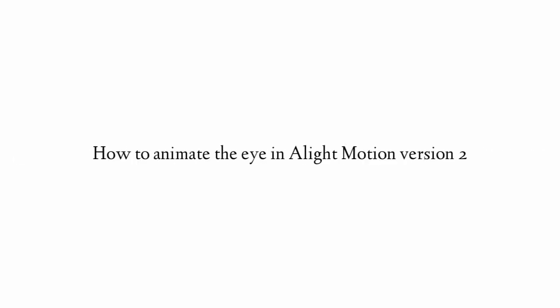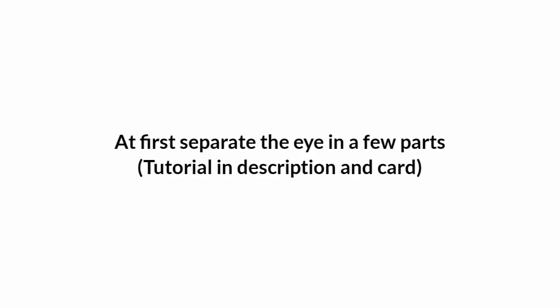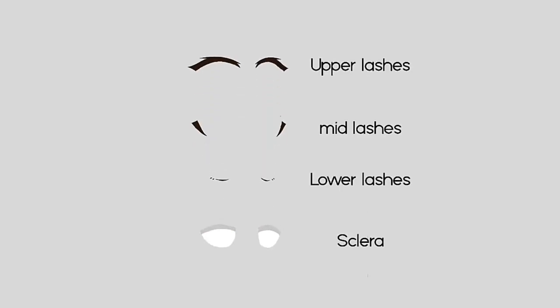This time I will teach you how to create a smooth eye animation. How to animate the eye in Alight Motion version 2. At first, separate the eye in a few parts. Import them to Alight Motion.